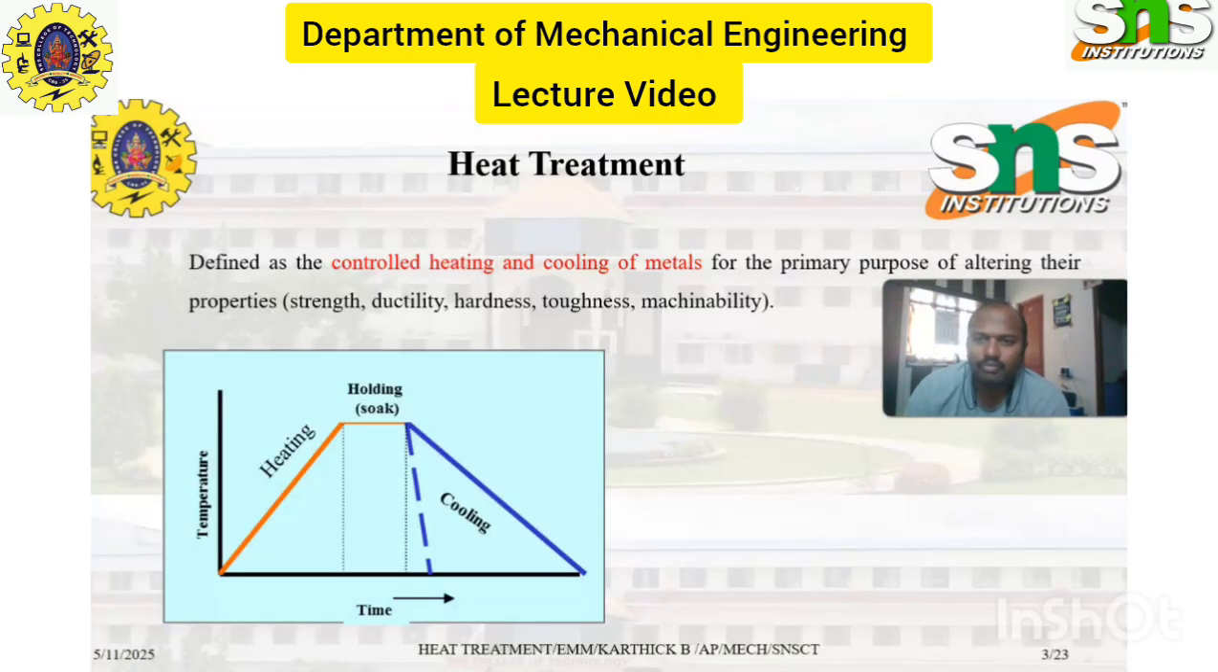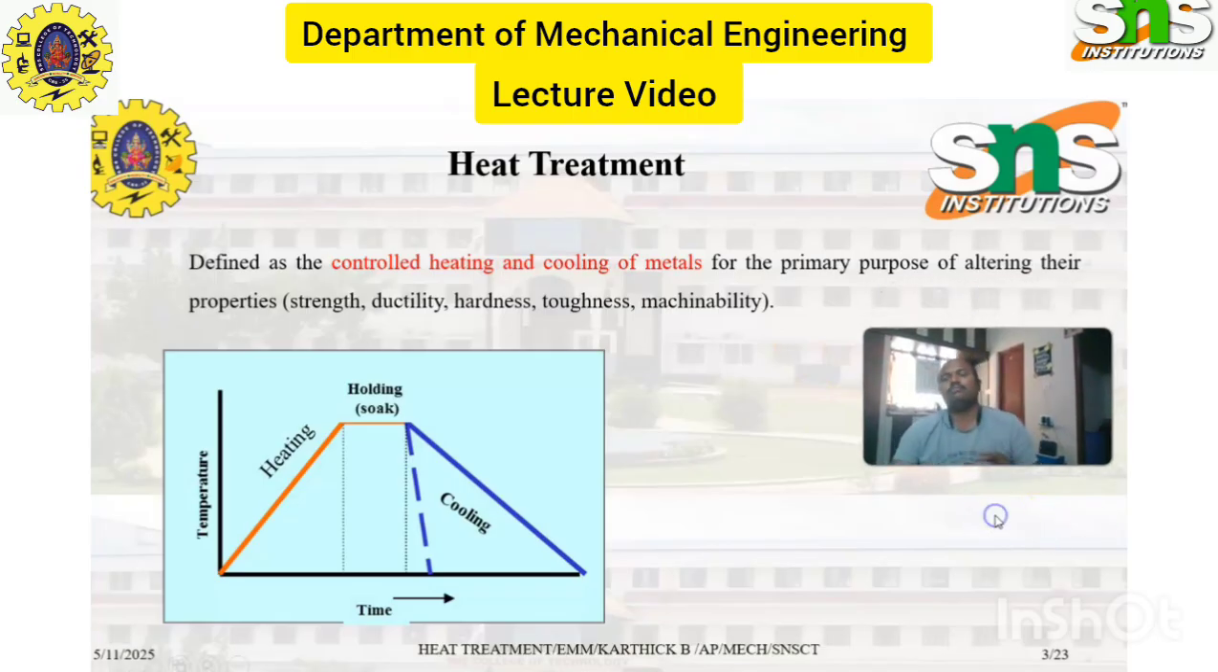Before going to the next topic, the heat treatment. In heat treatment, it is not just about heating and cooling of material, but it is about controlled heating and cooling. That means we are going to heat and cool the material in a controlled manner. If this control comes into the picture, temperature and time come into the picture, right? So we are going to heat the material to a particular temperature for a particular time.